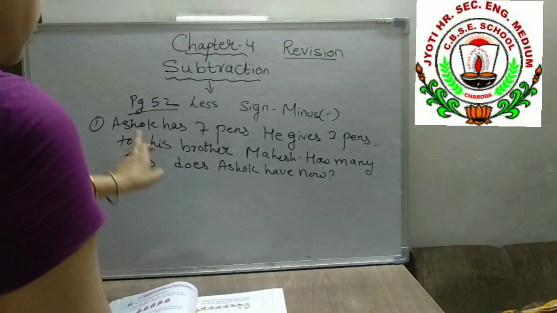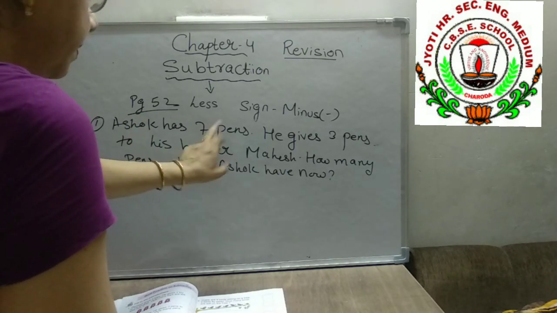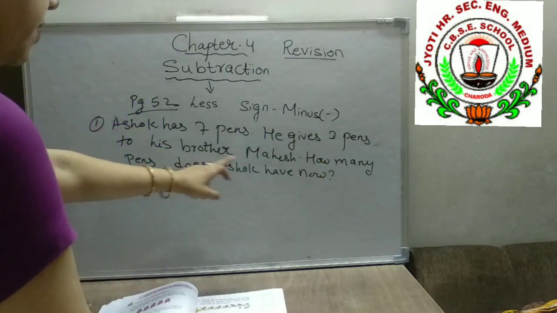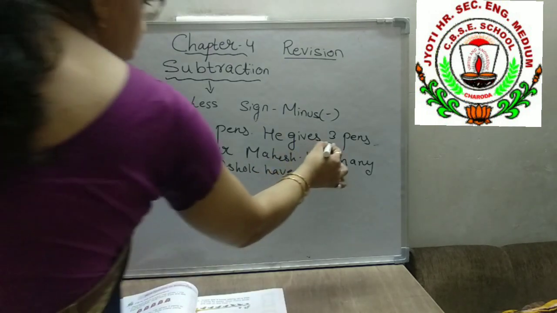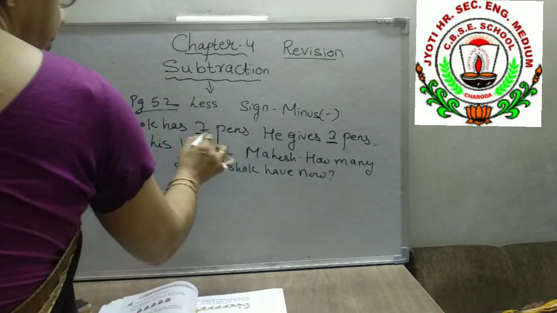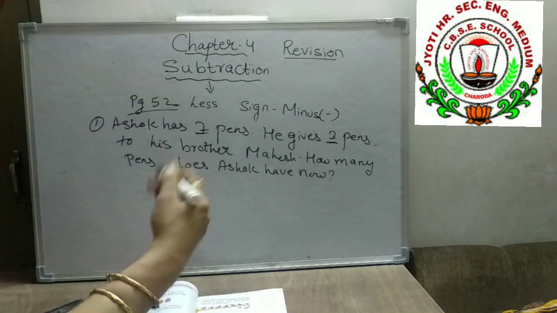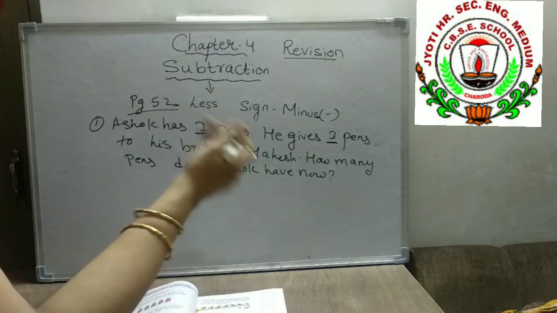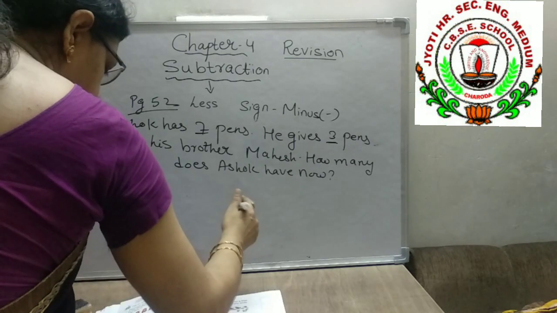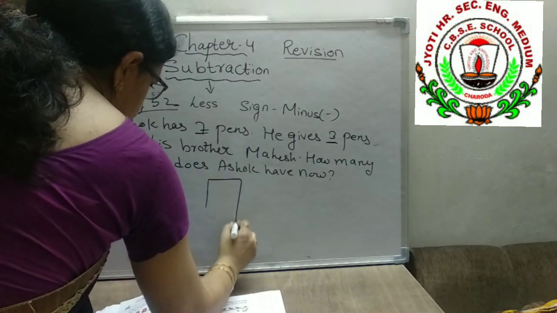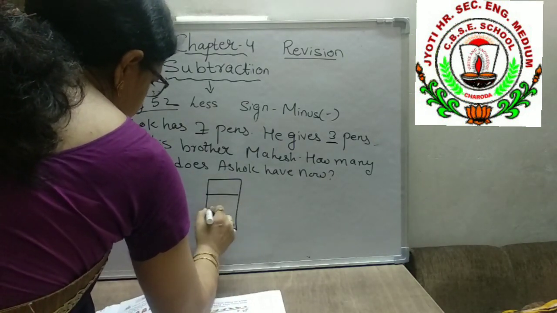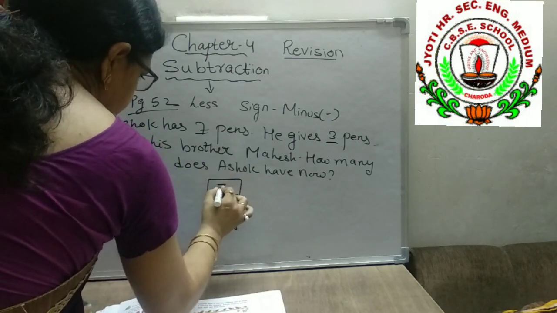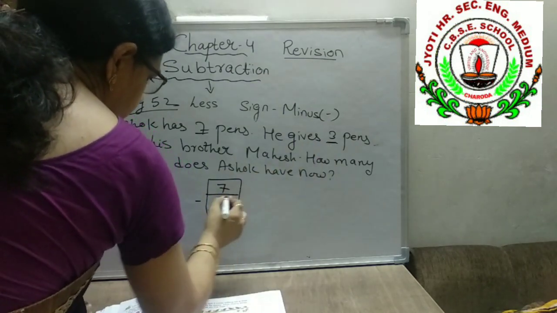Ashok has 7 pens. How many pens does Ashok have? 7 pens. He gave 3 pens to his brother Mahesh. To whom did he give 3 pens? To his brother Mahesh. Now how many pens does Ashok have now? Giving, doing less, means we have to subtract here. So in the box what will we write first? First number you will write 7, then the sign of subtraction, 3.